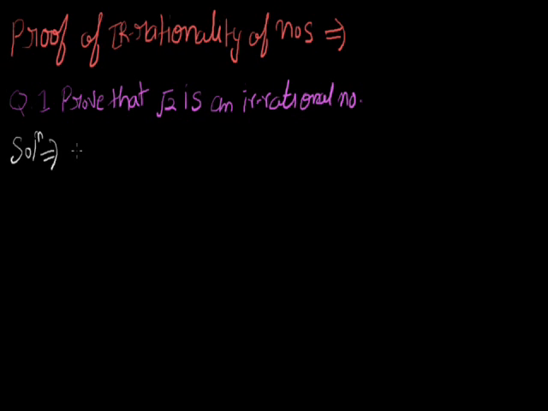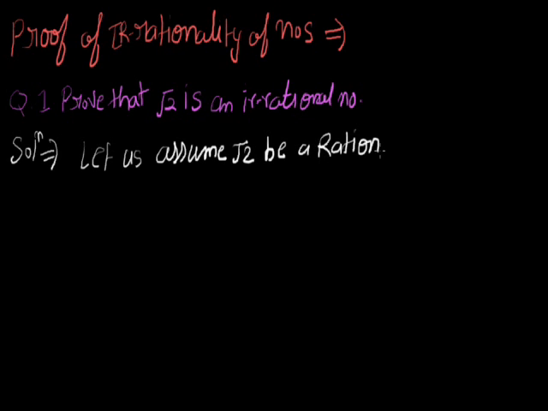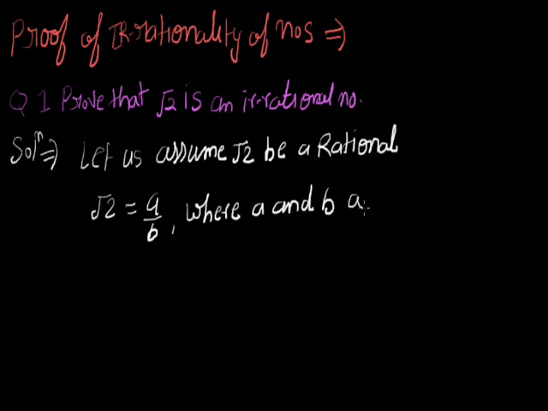So let us assume root 2 be a rational number. If root 2 is a rational number, that means it can be expressed in the form of a by b, so we can write root 2 as a upon b, where a and b are co-prime. Co-prime means the HCF of these two numbers is equal to 1.